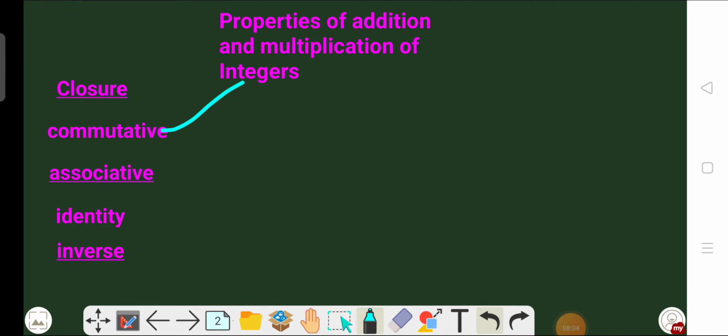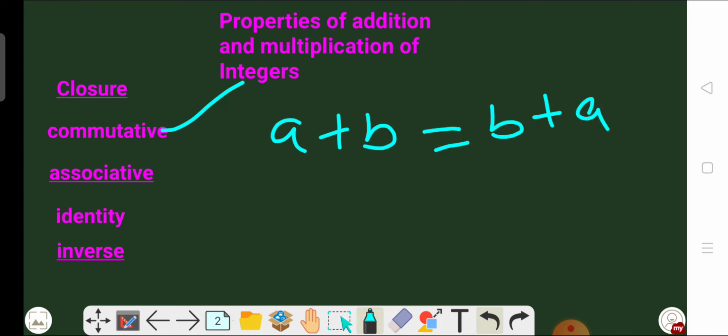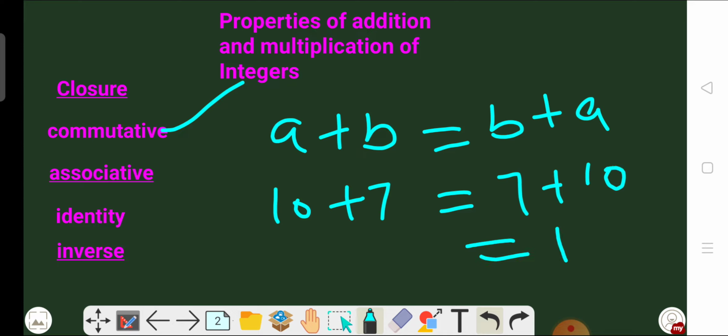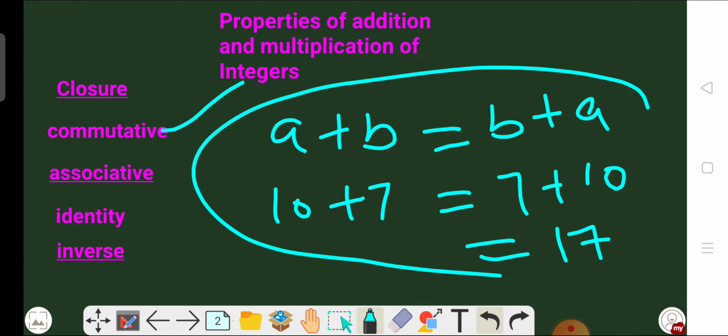Commutative property means if we add a to b or we add b to a, in both cases we have the same result. For example, 10 plus 7 is equal to 7 plus 10, and both are equal to 17. This is the commutative property.